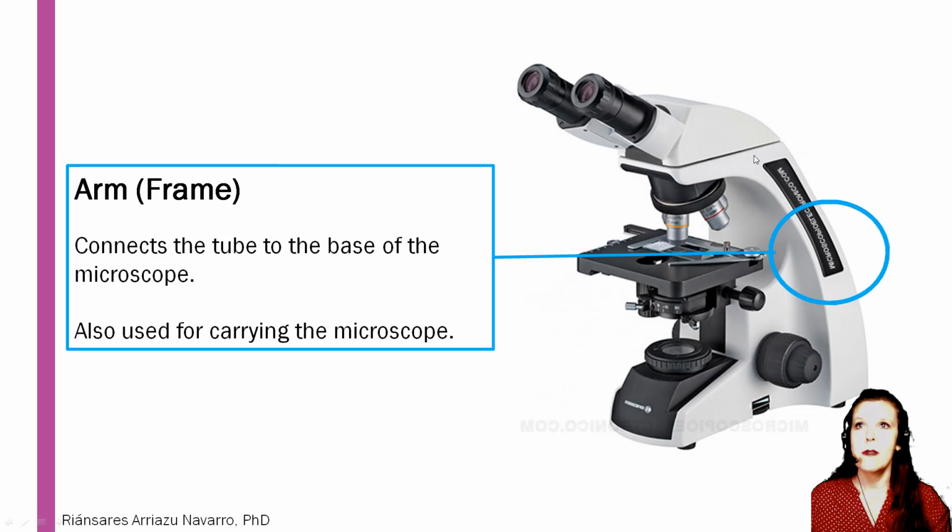Next, we have the arm. It's called frame as well. It connects the tube with the base of our microscope. It's very important because we are going to use the arm for carrying the microscope to different places. Okay, that's very important.